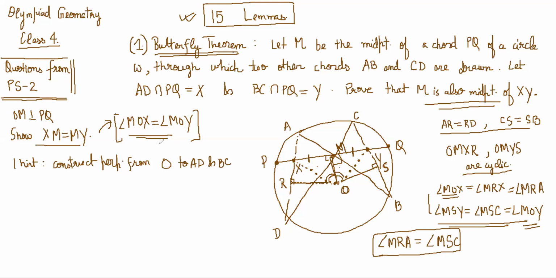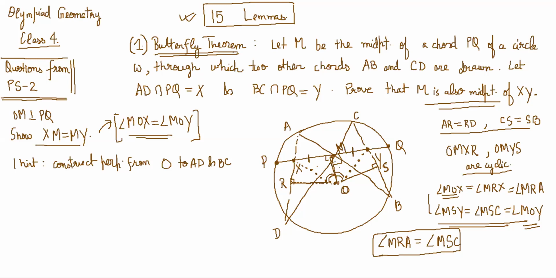Because DAB is DCB, correct? Yes, and angle AMD is equal to CMB, correct? So the in-between angle RMA will be equal to CMS. RMA will be equal to how much? CMS. Will that be true?